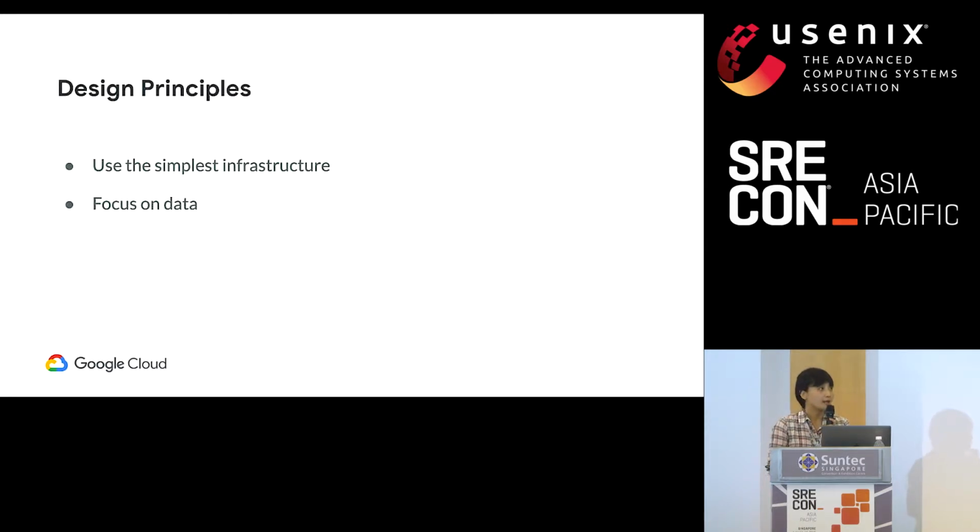We kept 2 design principles during this project. From the get-go, we understood the success of this project depends on data, not infrastructure. So we intentionally kept the infrastructure extremely simple and focused on solving the data problem.